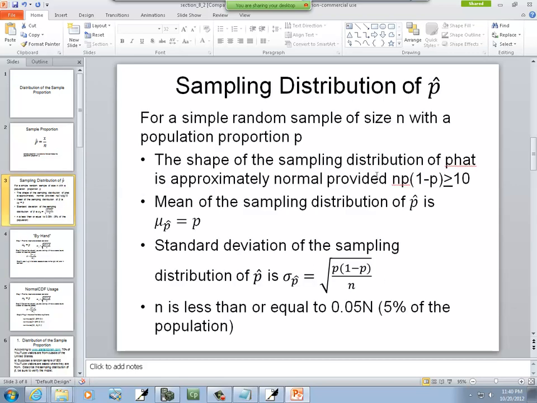Now, for the sampling distribution of p hat for a simple random sample of size n with a population proportion p, the shape of the sampling distribution of p hat is approximately normal provided n times p times 1 minus p is greater than or equal to 10. The mean is mu sub p hat equal to p, and the standard deviation is sigma sub p hat equal to the square root of p times 1 minus p divided by n. Here n is less than or equal to 5% of capital N, the population. Little n is your sample size and capital N is your population size.